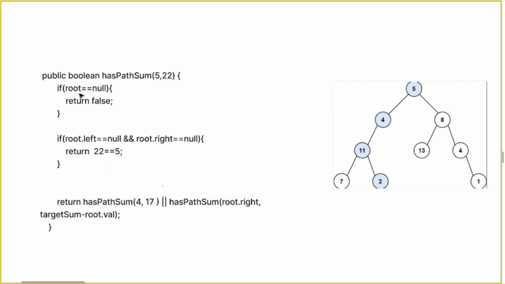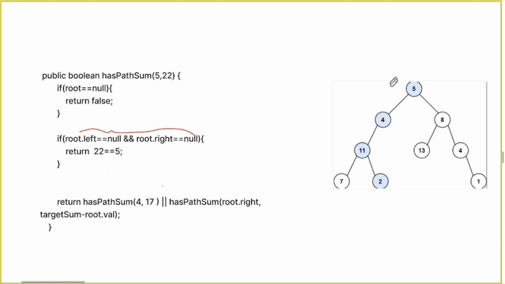Initially we will be checking whether the root is null or not, because if the root is null there is no target sum we can find, right? So if the root is null, then there is no target sum, so it is false. We are checking whether the root is a leaf node or not. If both its left and right children are null, then it is a leaf node. So if we came to the leaf node, we can compare the target sum with the leaf node's value.